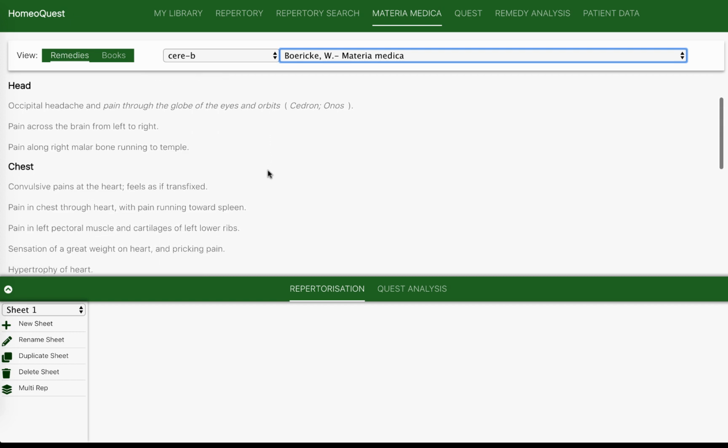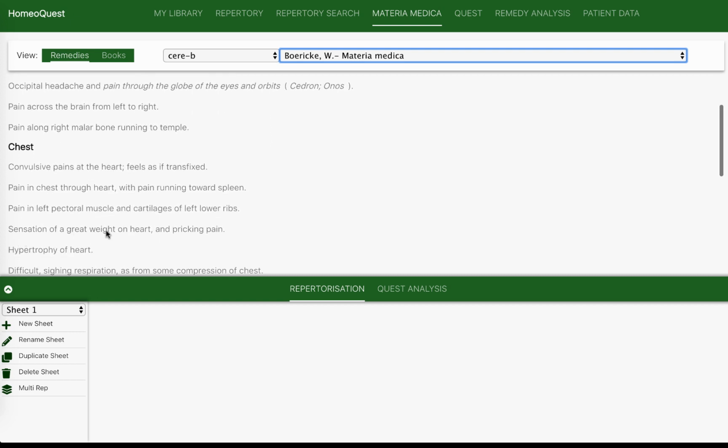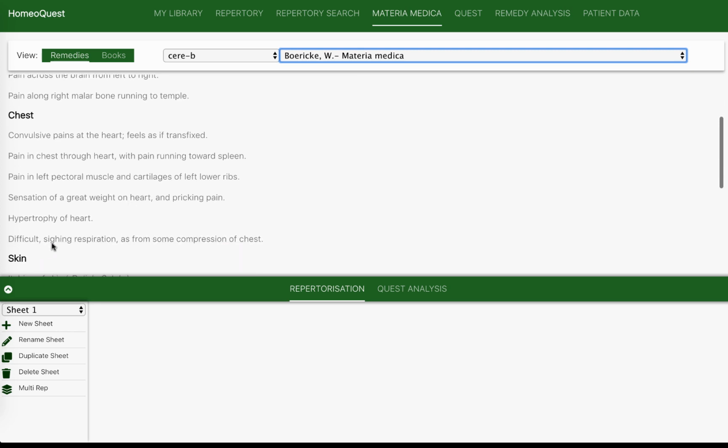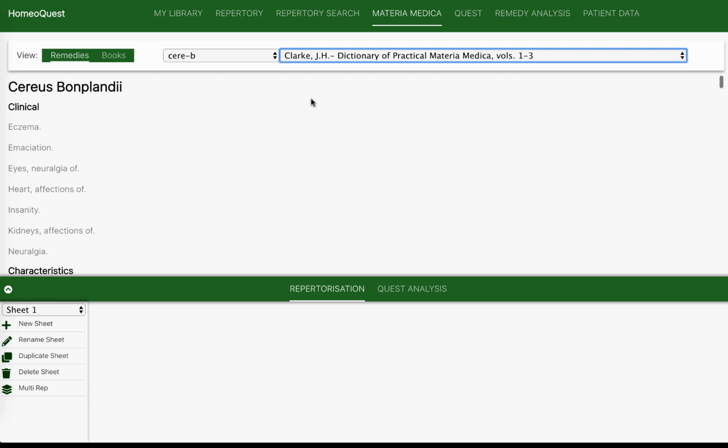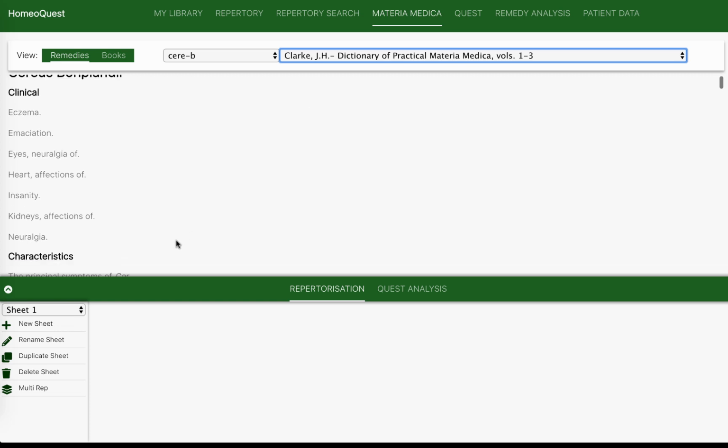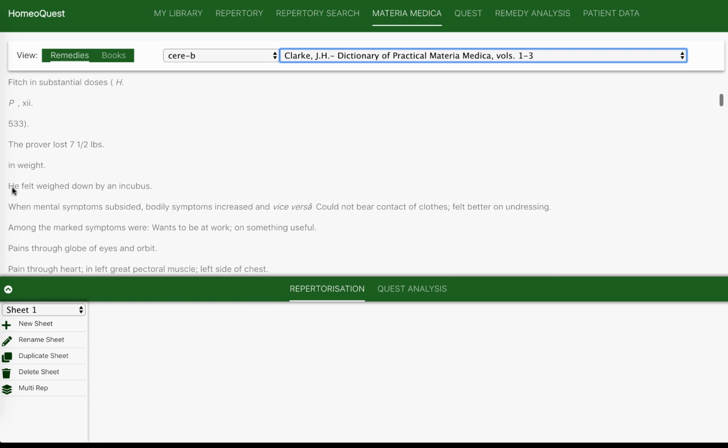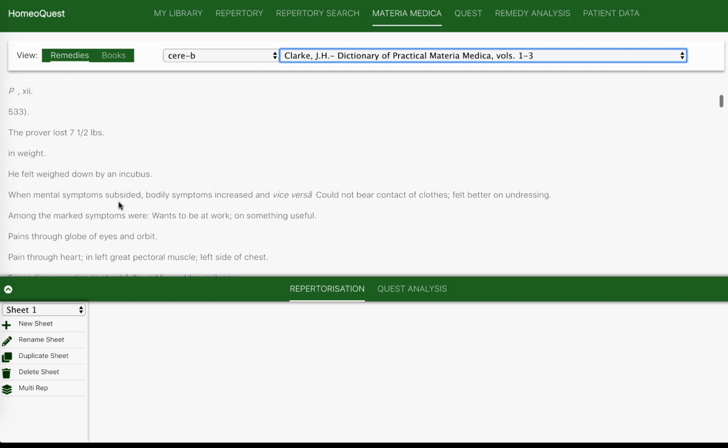What else? Sensation of a great weight on the heart. Difficult sighing respiration as from some compression of the chest. How wonderful is that? What else? Clarke. What does he say? A few things here. Look at that. He felt weighed down by an incubus. Pains through globe of eyes to the occiput. Wants to be at work on something useful.